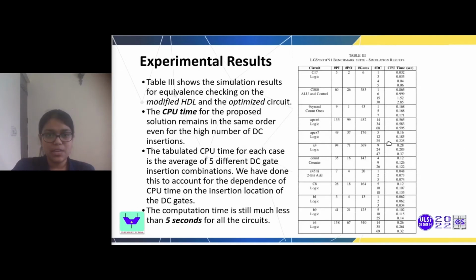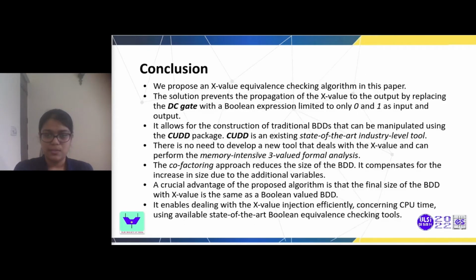Table 3 shows the simulation results for equivalence checking of the modified HDL and the optimized circuit. The CPU time for the proposed solution remains in the same order even for a high number of DC insertions, given by the hashtag DC, which is the number of DC gates inserted. The tabulated CPU time for each case is the average of 5 different DC gate insertion combinations. We have done this to account for the dependence of the CPU time on the insertion location of the DC gate. The computation time is still much less than 5 seconds for all the circuits.